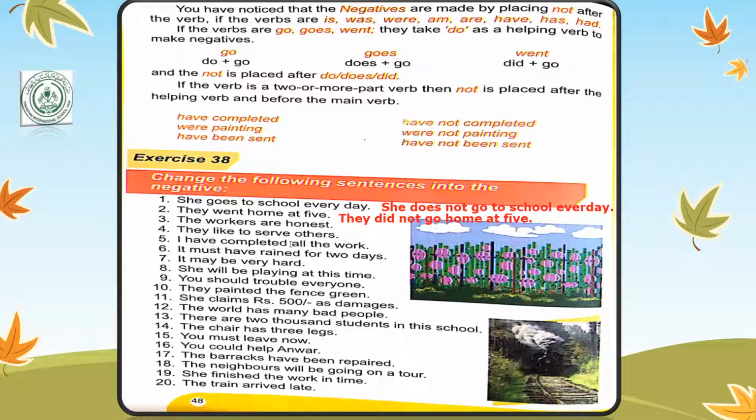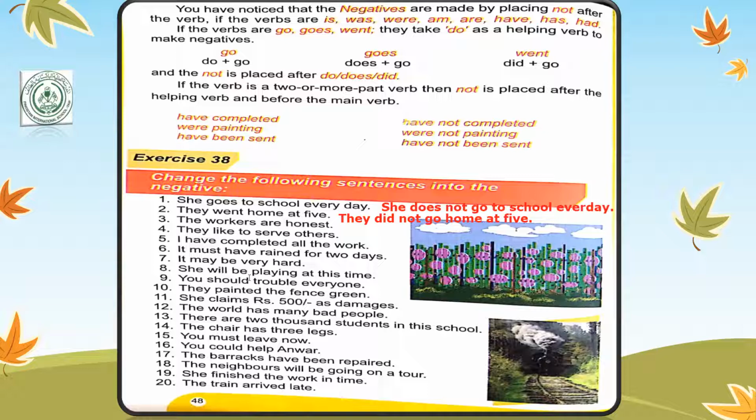Number 5, I have completed all the work. I have not completed all the work. Number 6, it must have rained for 2 days. So how will you change these, students? It must not. It must have not rained for 2 days. Number 7, it may be very hard. It may not be very hard.